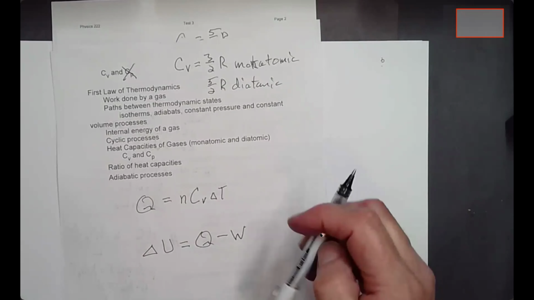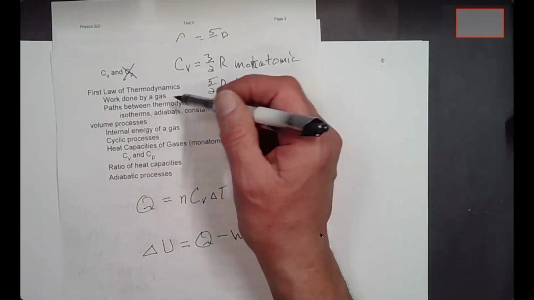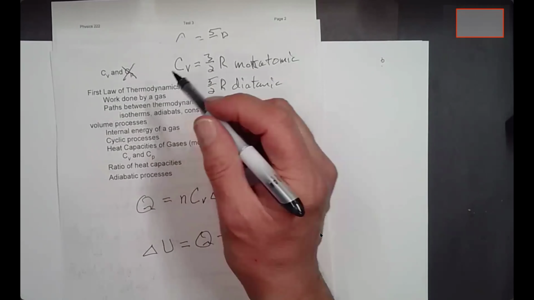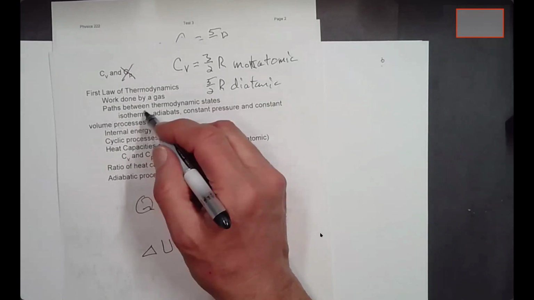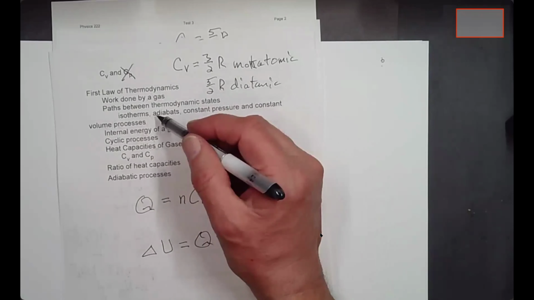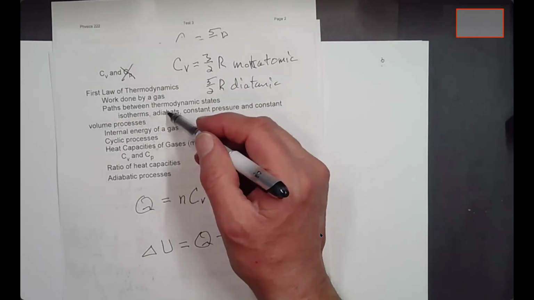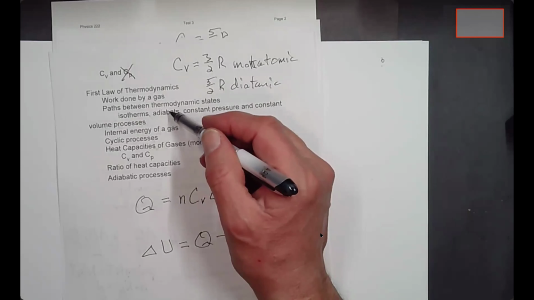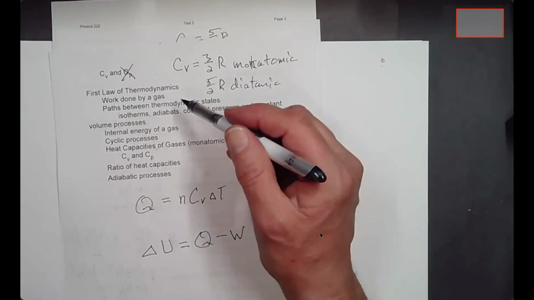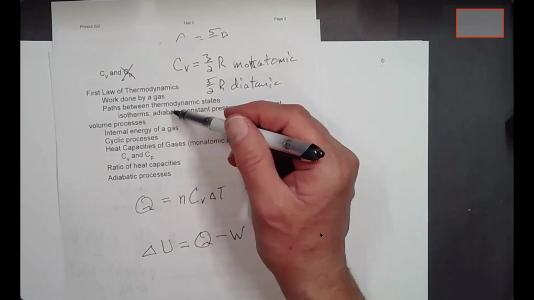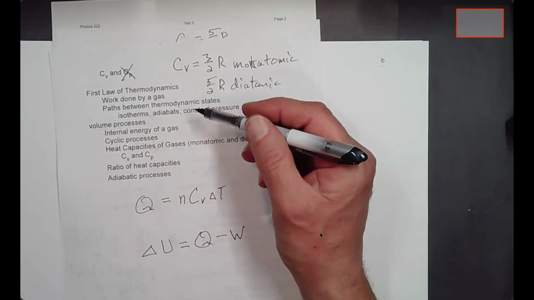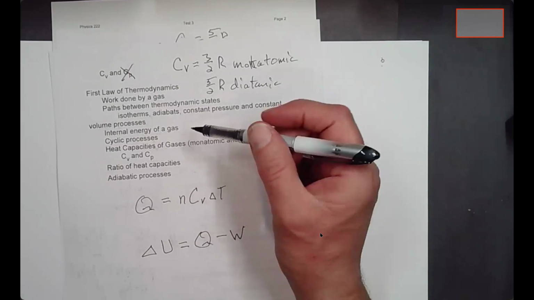We did not talk about paths between thermodynamic states. There are different kinds. There's isothermal processes. The temperature stays the same. Adiabats, that's a process that takes place so fast that there's no time for heat to flow into it or not, or it's in an insulated container. There's constant pressure and constant volume, but we didn't talk about that. So don't worry about that.